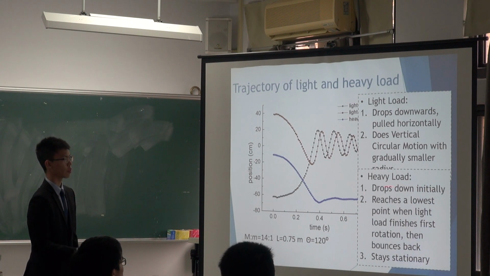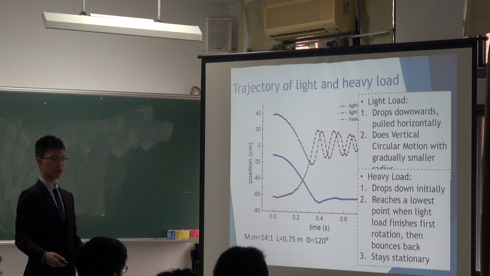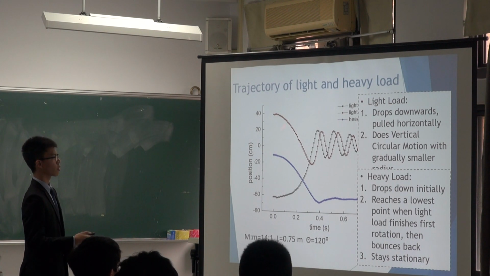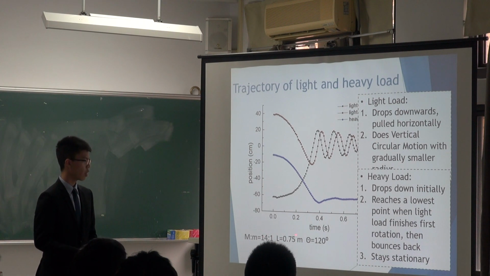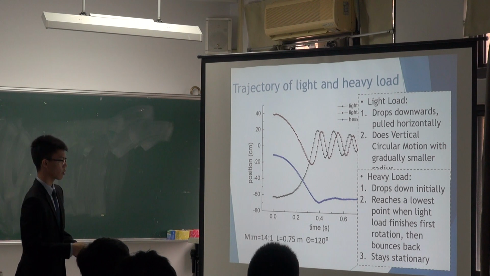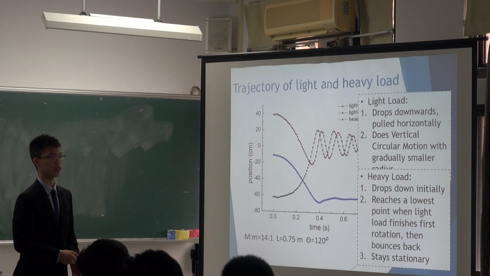And as for the heavy load, it drops down initially, reaches the lowest point, and then bounces back, and thereafter stays stationary. So for the parameters of this graph, we have a mass ratio of 14:1, the initial string length is 0.75 meters, and the initial angle is 90 degrees.